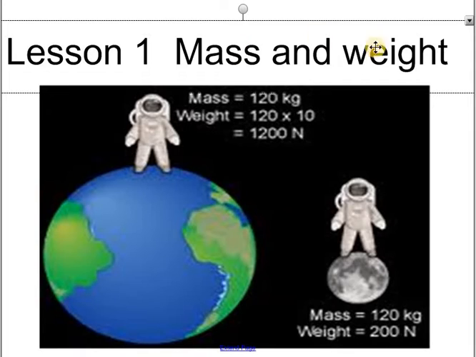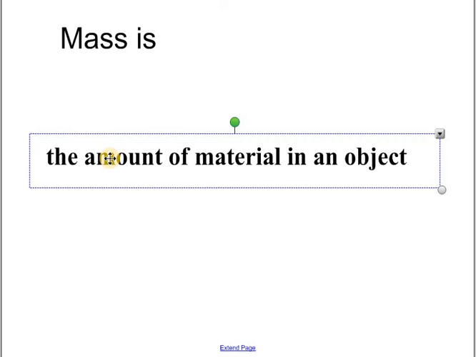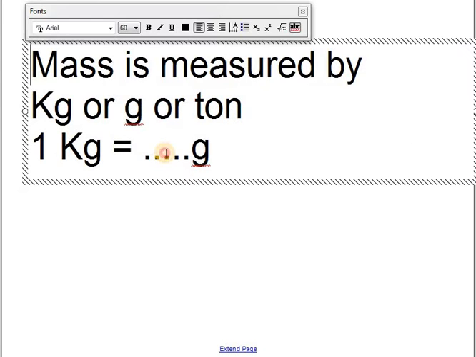Mass الكتلة, weight الوزن. We will begin with the mass. Mass is the amount of material in an object. And the mass is measured by units: kilogram, gram, or ton. And 1 kilogram equals 1000 gram.